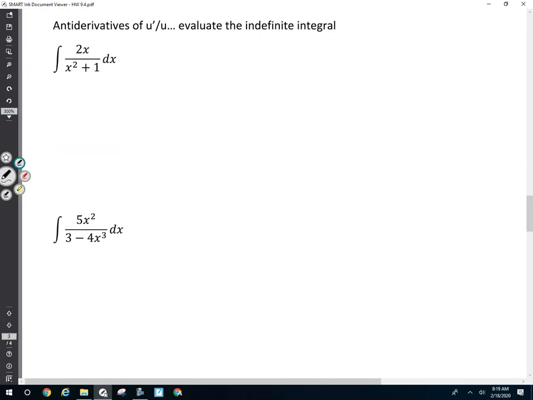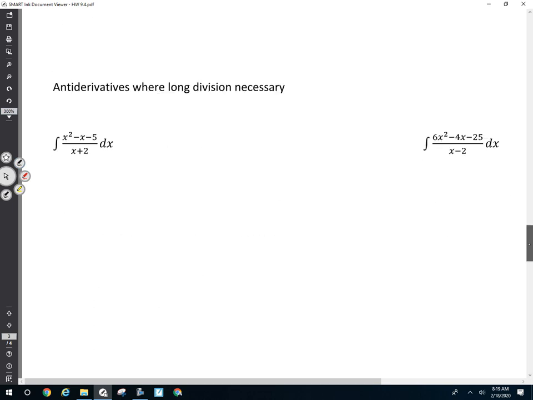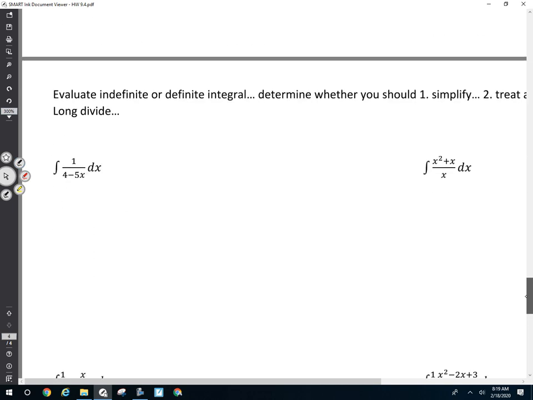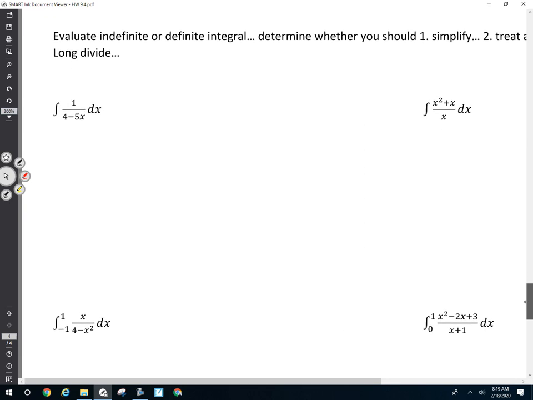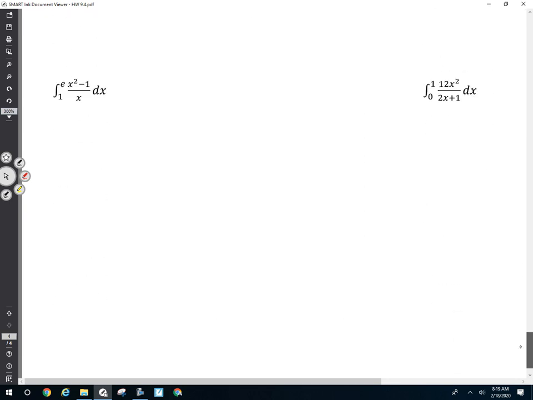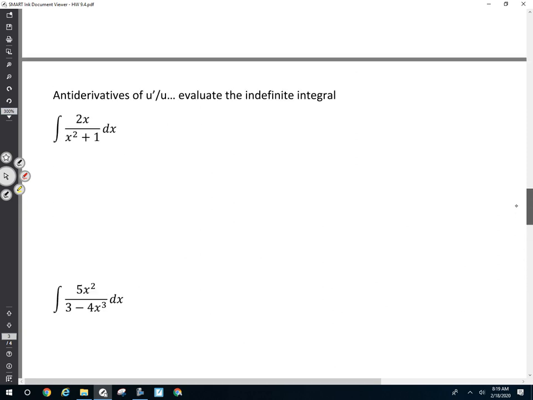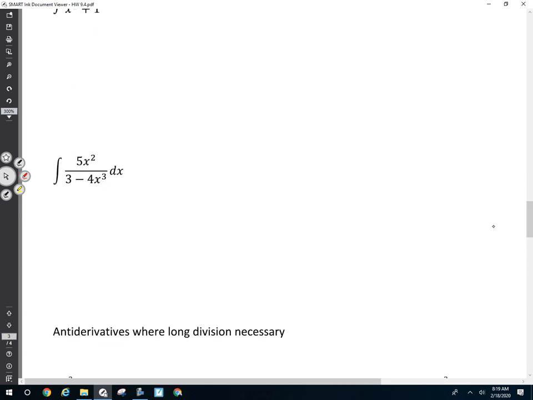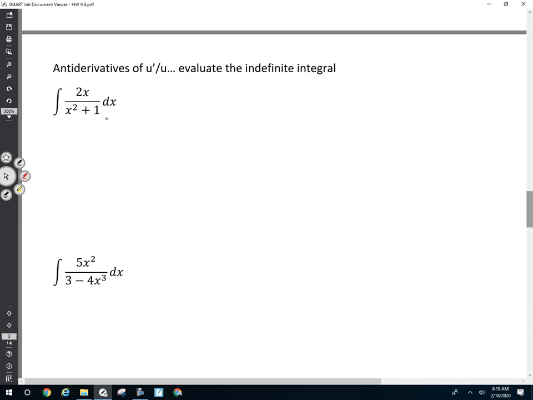All right, next, we got some division going on. We'll talk about what we should do. But for these, I'm telling you, the numerator is a version of the derivative of the denominator. If you see some sort of u prime divided by u, we will be using u-substitution, where u equals the denominator.